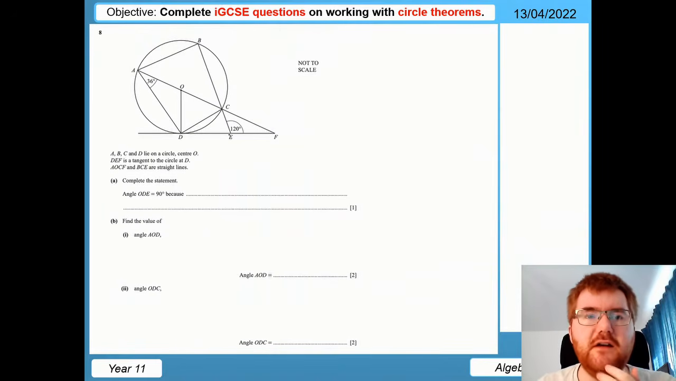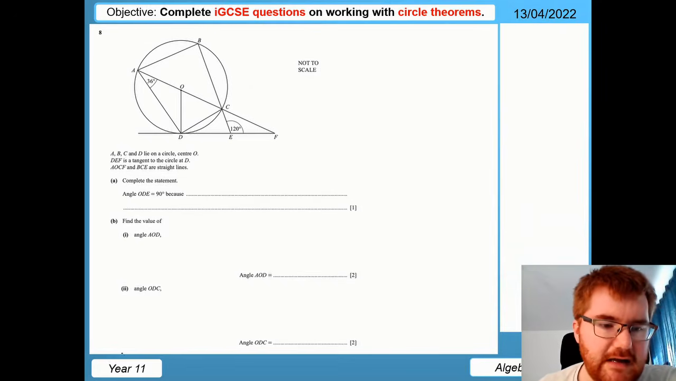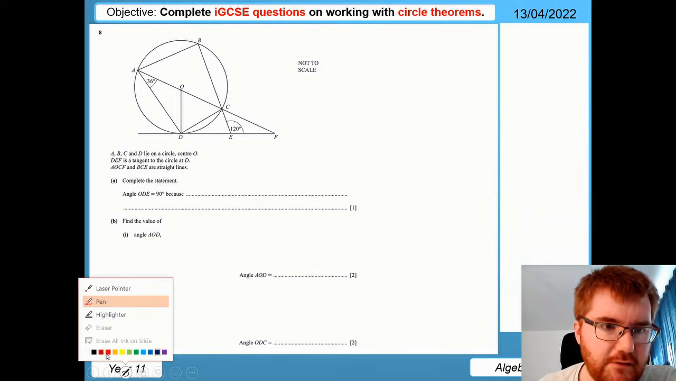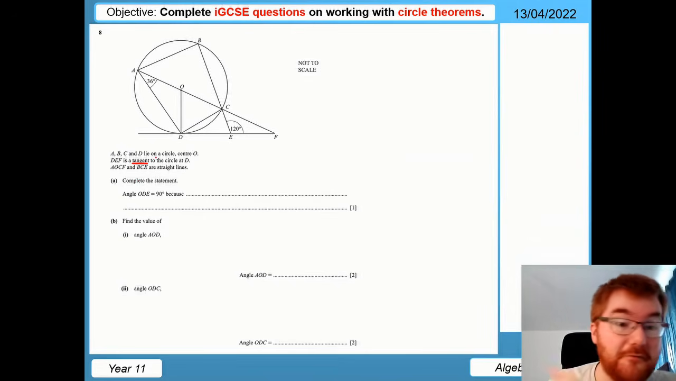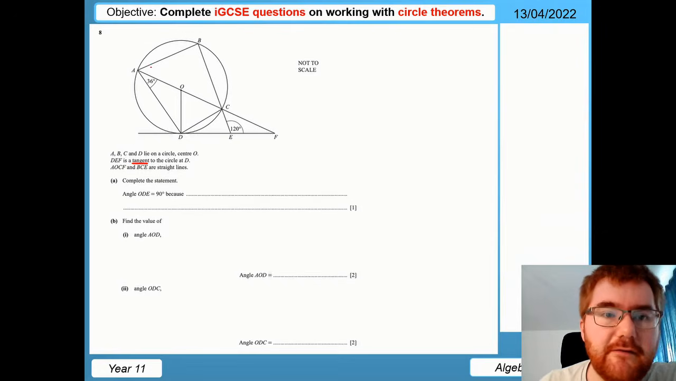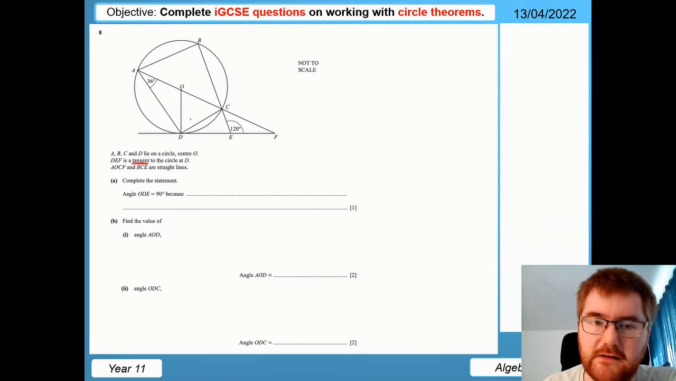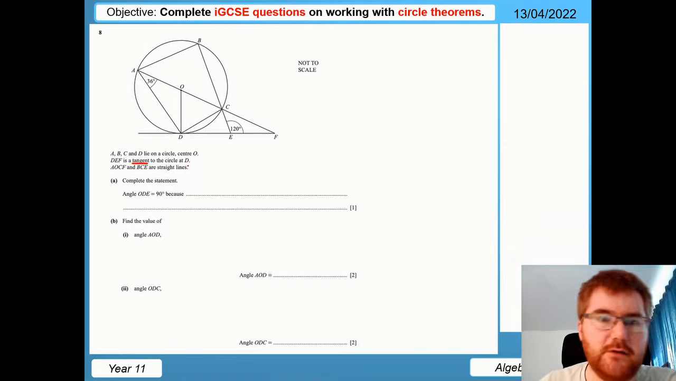Okay, and on to another big extended question here. So question 8. A, B, C, D lie on the circle, centre O. D, E, F is a tangent to the circle at D. That's going to be important for that question A, that we've already seen that kind of question. A, O, C, F is a whole straight line, and B, C, E are also straight lines. That could be important with angles on a straight line equal to 180. So again, already got that in my head before I've even started the question.